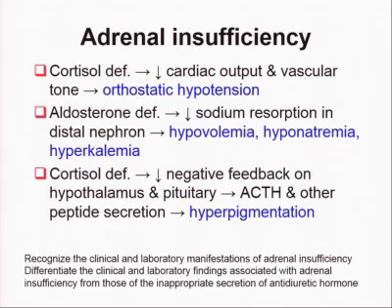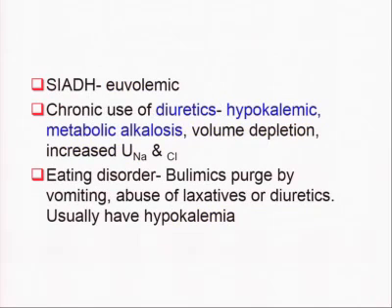Excellent, I'm impressed. So what are we saying? Cortisol deficiency causes a decrease in cardiac output and vascular tone, leading to orthostatic hypotension. Aldosterone deficiency causes decreased sodium reabsorption in the distal nephron, leading to hypovolemia, hyponatremia, and hyperkalemia. Cortisol deficiency also leads to a decrease in the negative feedback to the hypothalamus and pituitary, so you have an increase in ACTH, another peptide secretion that's responsible for the hyperpigmentation. Our patient showed all this.